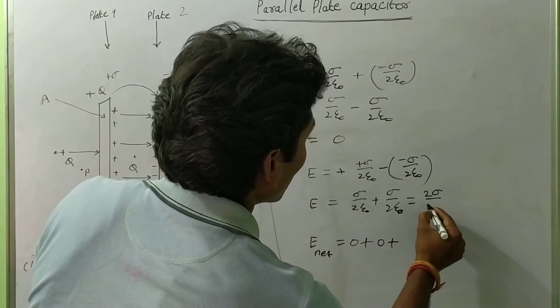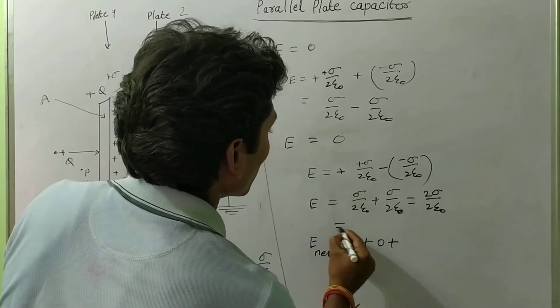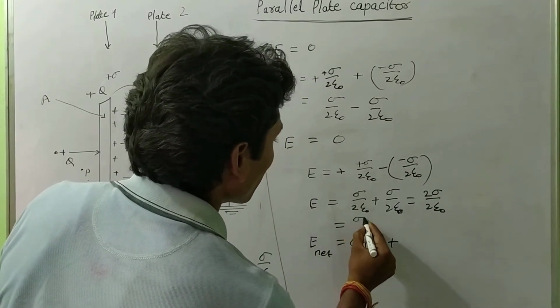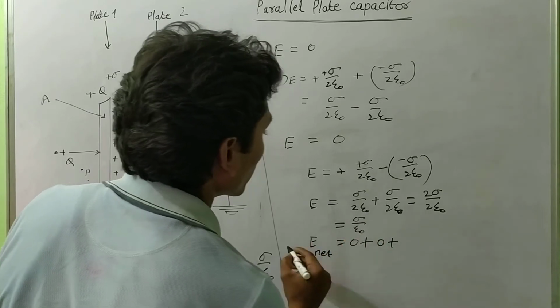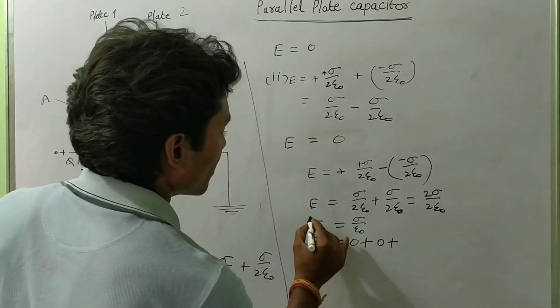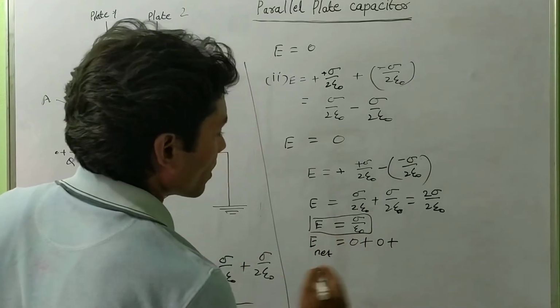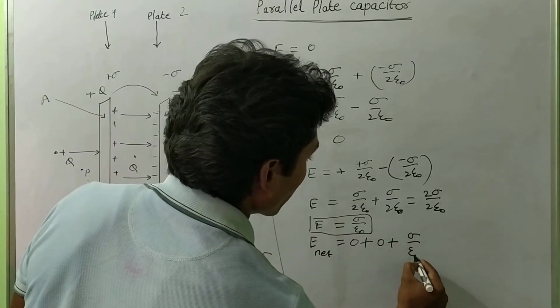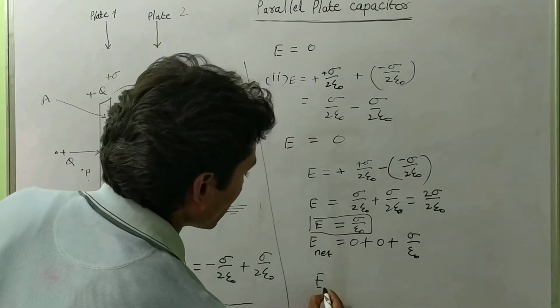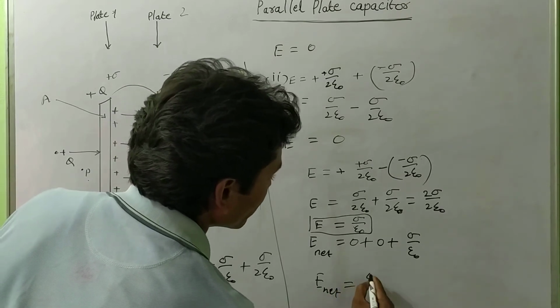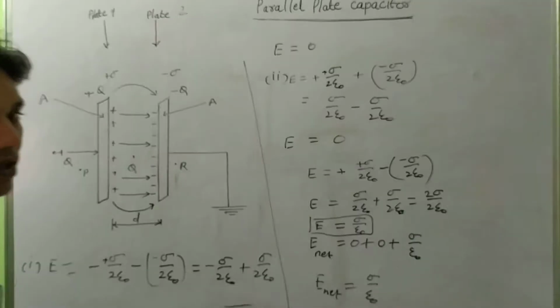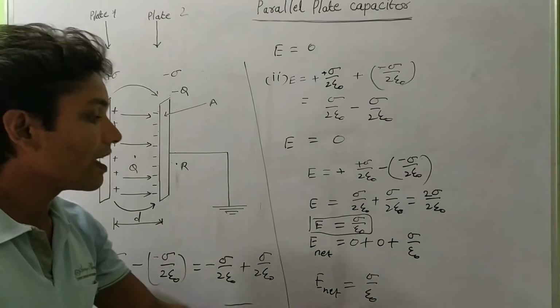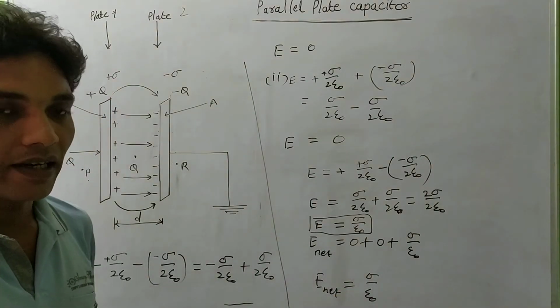Now the total electric field due to the capacitor will be E net equals 0 plus 0 plus 2 sigma upon 2 epsilon naught, or sigma upon epsilon naught. So E net is equal to sigma upon epsilon naught. This is the net, or total, electric field.